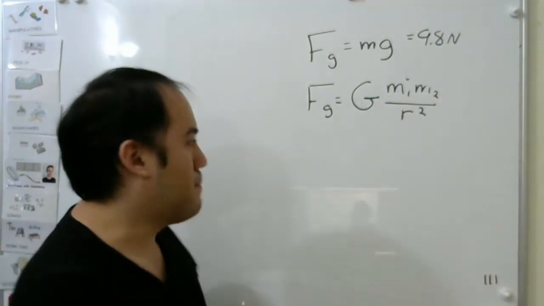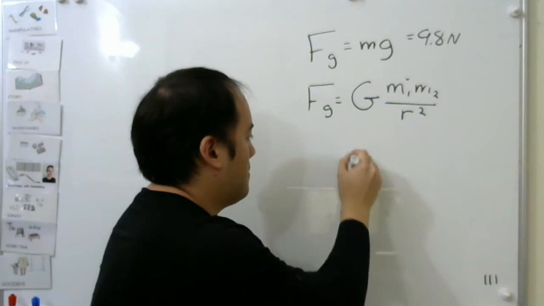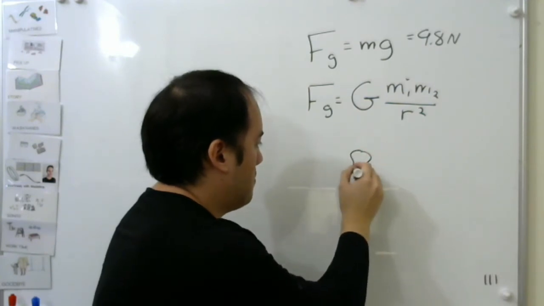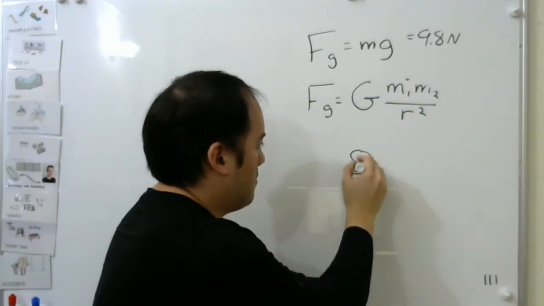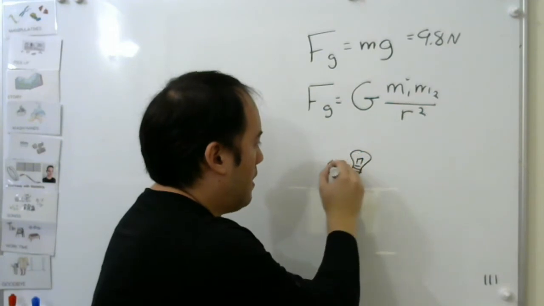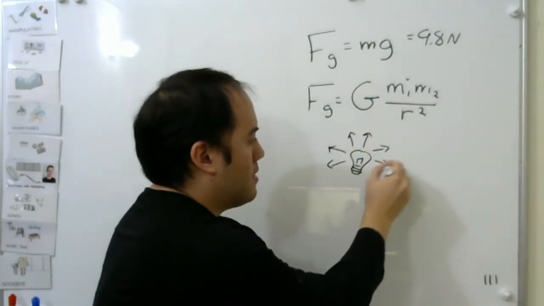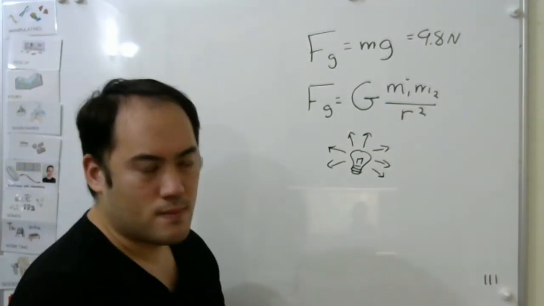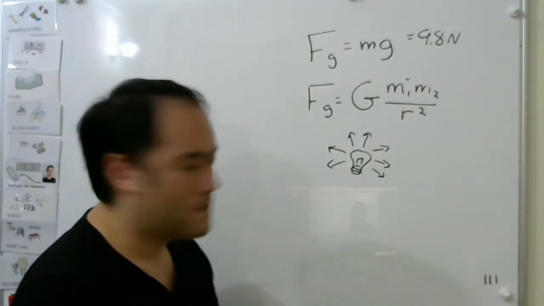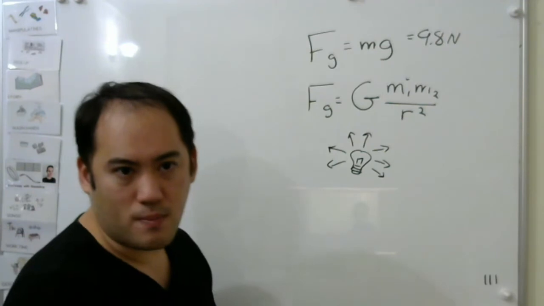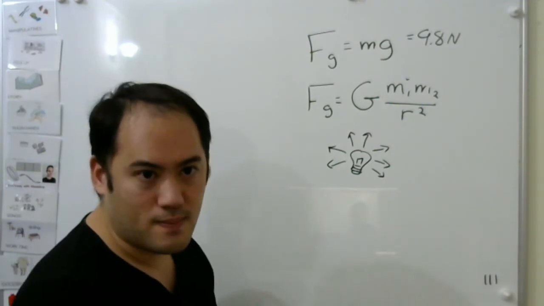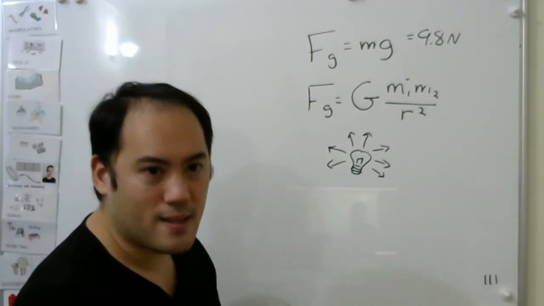Imagine I have a light bulb. A light bulb produces a certain amount of light waves, and they go out from the light bulb in all directions.